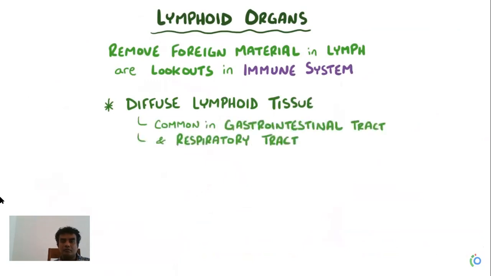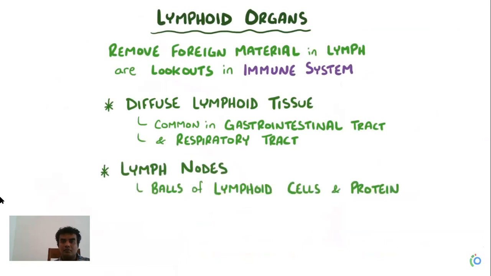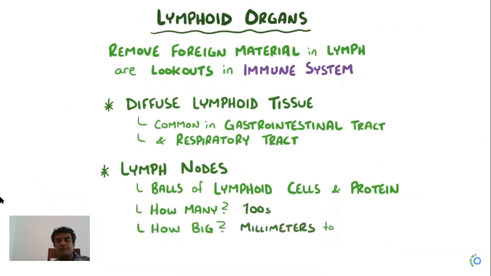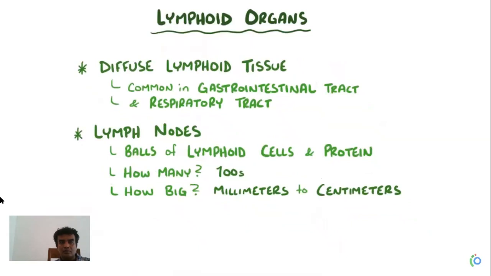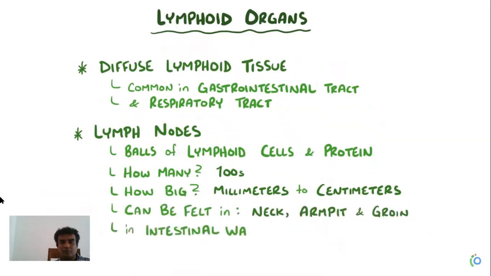Another type of lymphoid organ is lymph nodes, which are tightly packed balls of lymphoid cells and protein. Hundreds of lymph nodes cluster along the lymph vessels, each one a few millimeters to about 1 to 2 centimeters in size. When they're concentrated along the lymph trunks, you can feel them, especially in the neck, armpit, and groin. They can also be found in the intestinal wall, where they're called Peyer's patches.